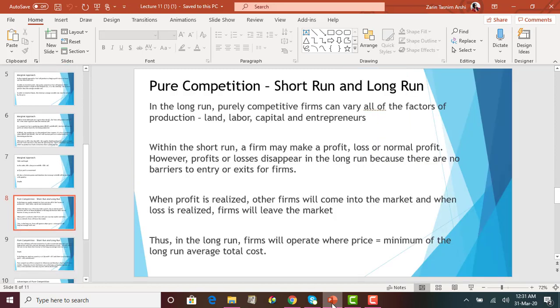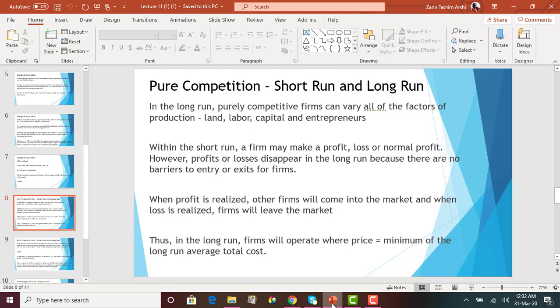So firms operating in a pure competition market, the profit that they make in the short run and long run can vary. Remember, in the beginning of this video lecture, I said in the short run they can earn some economic profit, so they can probably earn some profit greater than zero. But in the long run, the firms in this type of market structure will always earn $0, or zero economic profit. Basically, by $0 I mean normal profit.